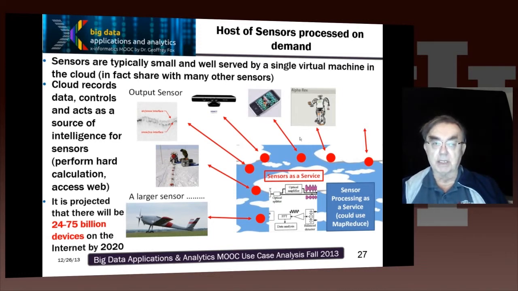So here it points out the cloud records the data, controls the devices, essentially becoming a point of source of intelligence, either by doing sensor-specific computations or just accessing the world. Your smartphone, when it brings up a browser, is using the cloud to search the world.